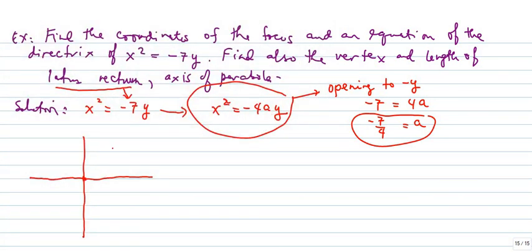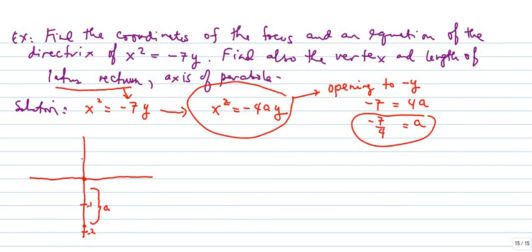So, I will write here, if this is 1, and then 2, then 1.75 is located here. This is negative 1, negative 2. So this is our focus. The length from the vertex to the focus is a.